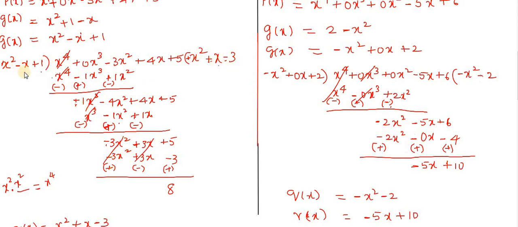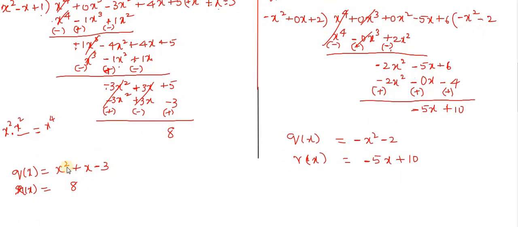So multiply by 3. So 3 into x square, 3x square, plus, minus into minus plus 3x, minus into plus minus 3. Now change the sign, so everything gets cancelled. We remain with the 8. So this is the solution. So q of x is equal to x square plus x minus 3, and r of x is 8.